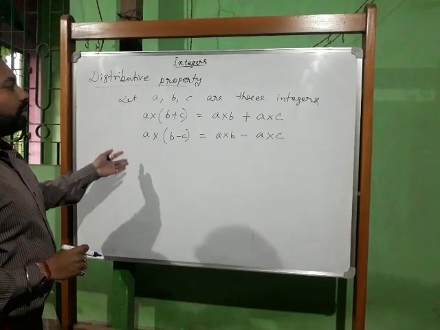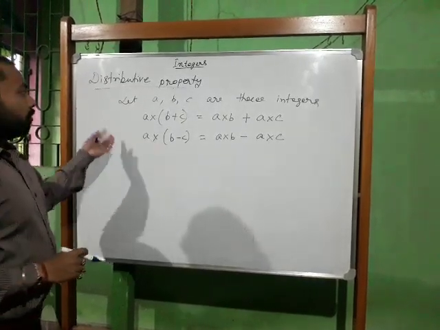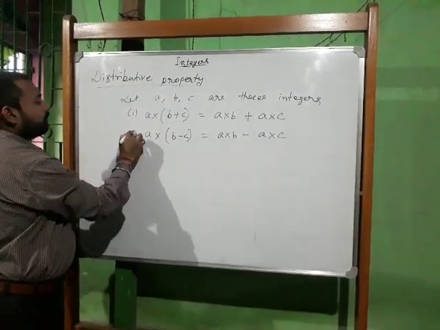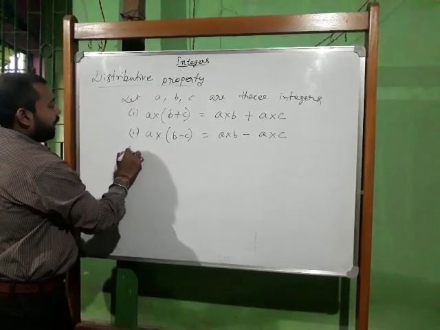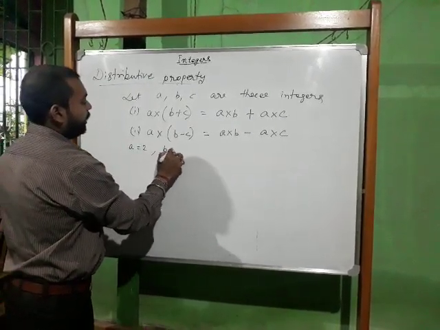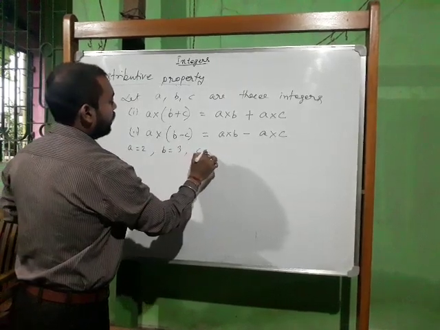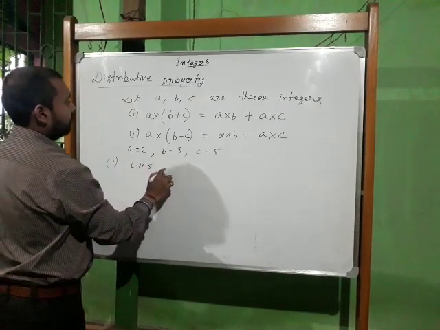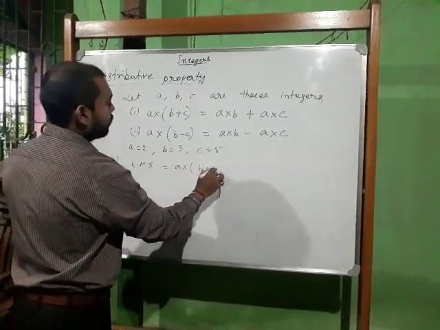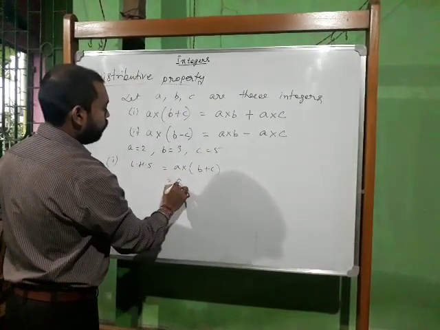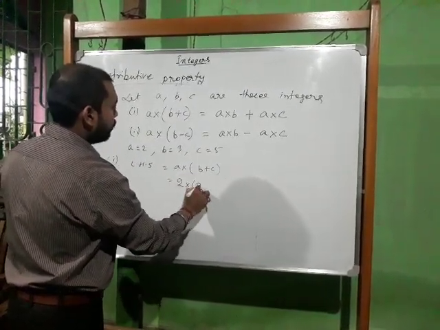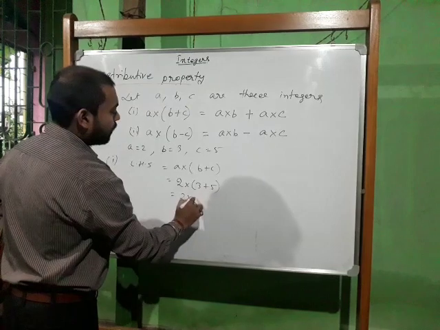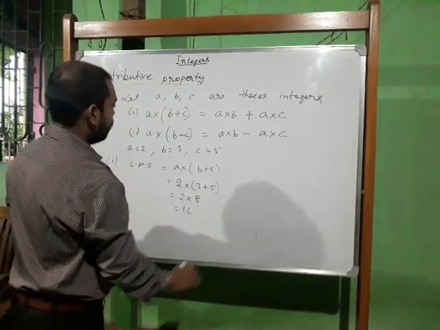In the same manner, if you take the values of a, b, c, you can prove this. Let us take a equal to 2, b equal to 3 and c equal to 5. Let us take the first case, LHS. So a into (b plus c). The value of a is 2 into (3 plus 5). At first we have to do the bracket work. So 5 plus 3 is 8. 2 times 8 is 16.